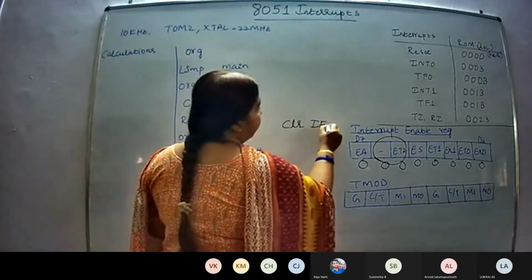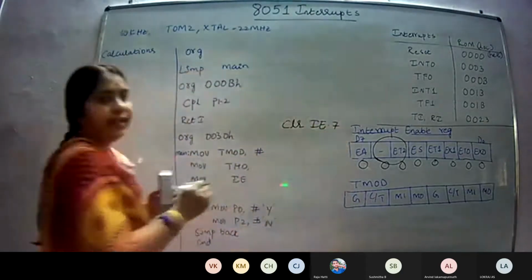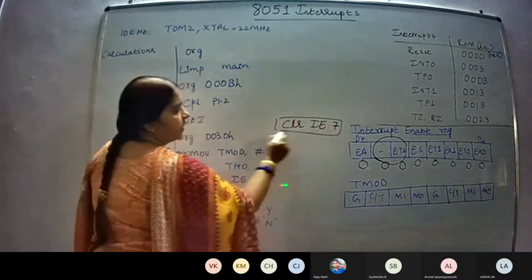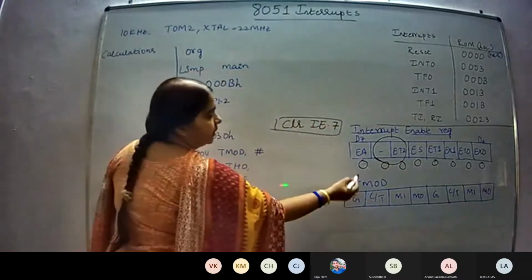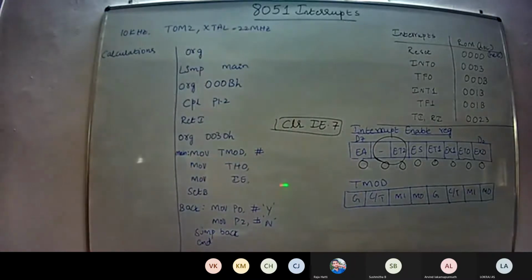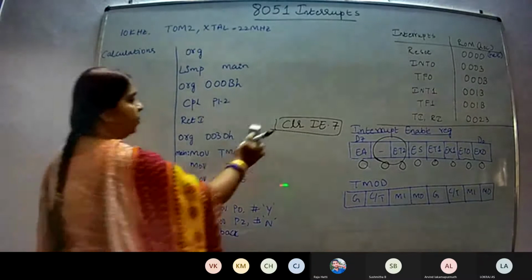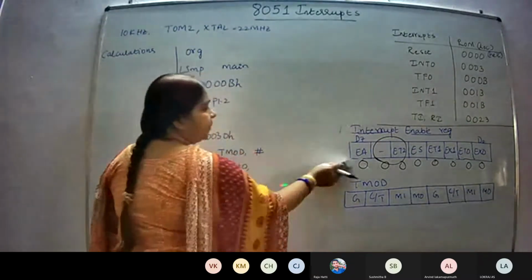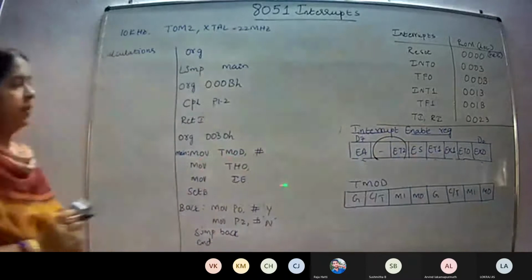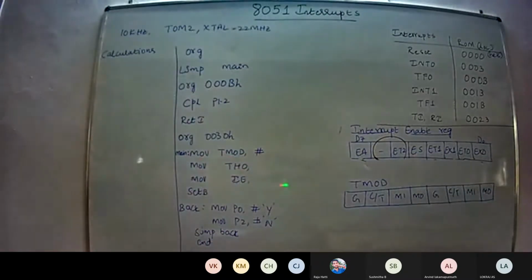It is the 7th bit. So clear IE.7. Okay? Clear IE.7. That is the interrupt enable's 7th bit. If you clear it, that means all the interrupts are disabled. Okay? Hope you have understood now. This is about the interrupt enable register. Next, we'll do one program so that you'll understand.